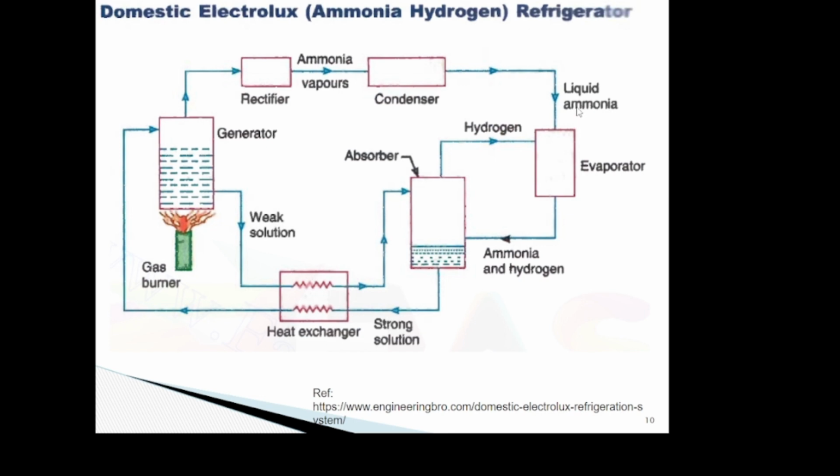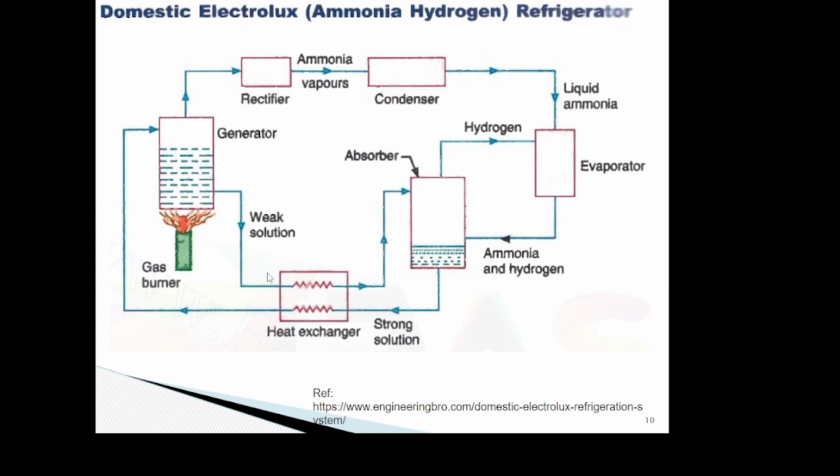Now further, the ammonia liquid changes into ammonia vapor in this evaporator. So the ammonia and hydrogen go inside this absorber. One of the important properties of hydrogen is that it does not dissolve in water and it is non-corrosive in nature. So this hydrogen gas moves back to the evaporator unit. Further, the ammonia vapor mixes inside this water and forms a liquid solution, which is the strong solution, and this strong solution goes to the generator assembly and this cycle goes on repeating.